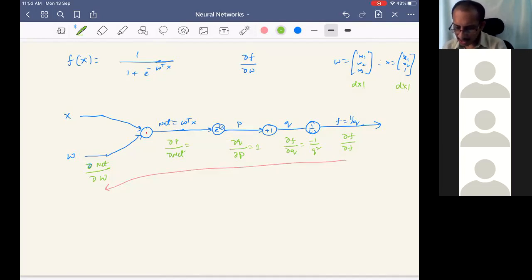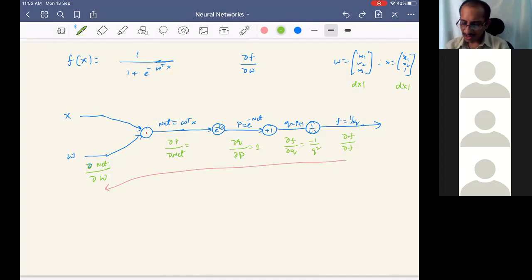Scalar. Yeah, and the answer is what? So this is just e power P. If you see here, P equal to e power minus net, we have not written it explicitly. Let us write the forward pass also explicitly. P equal to what? E power minus net. Right? Q equal to what? P plus 1. Okay, and then F equal to 1 by Q. So I hope these are clear.